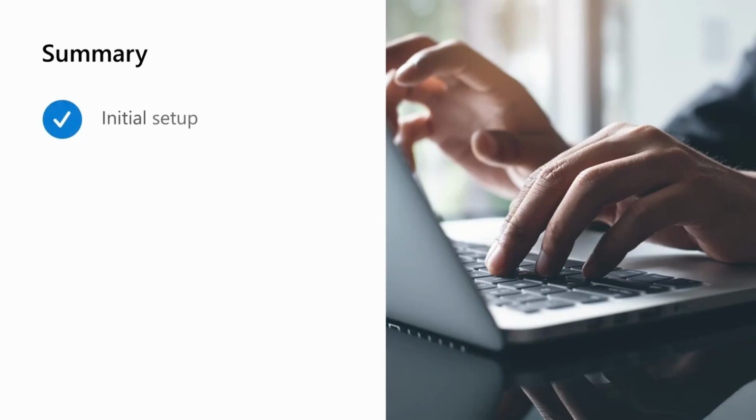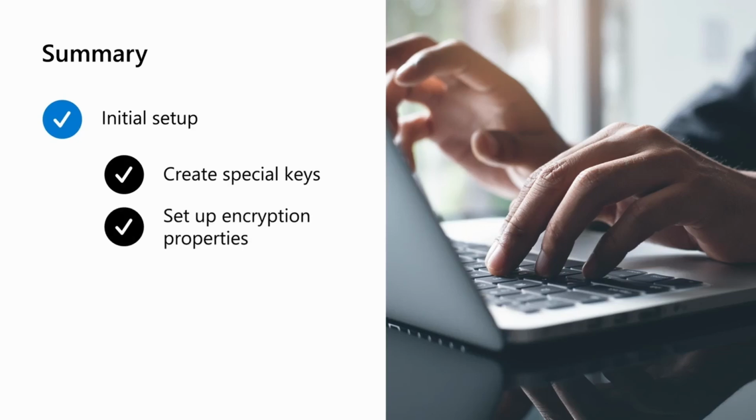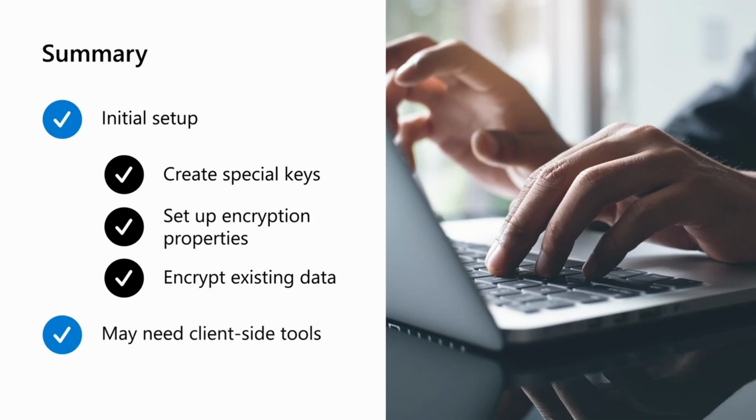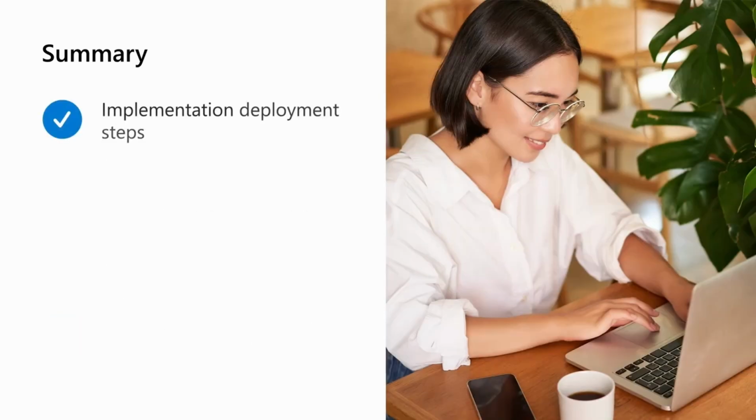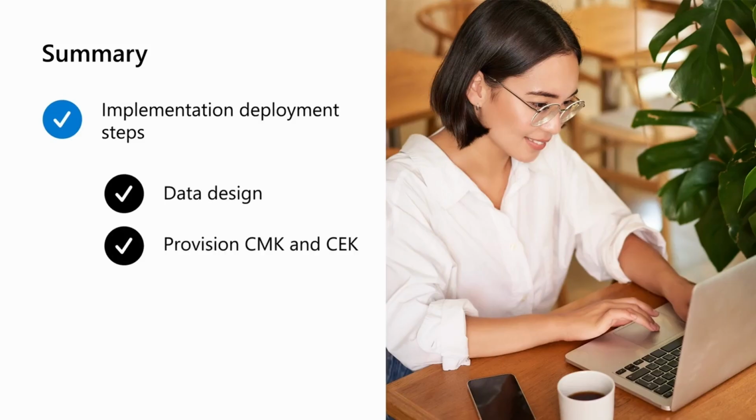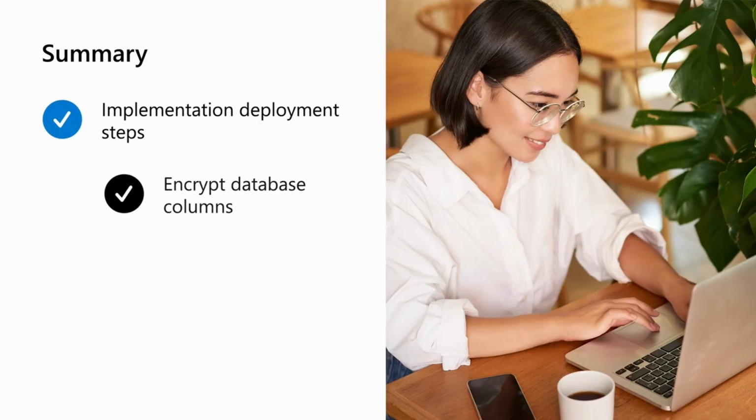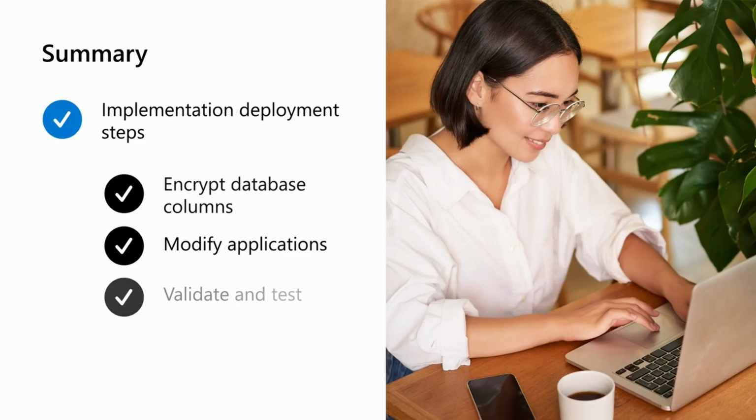You learned about the initial setup of Always Encrypted, which involves creating special keys, setting up encryption properties for specific columns, and encrypting existing data. Since you can only perform some tasks with Transact SQL, you discovered you may need client-side tools like SSMS or PowerShell. You also learned about the steps to deploy an Always Encrypted implementation, including data design, provisioning CMK and CEK, configuring column encryption, encrypting database columns, modifying applications, and validation and testing.